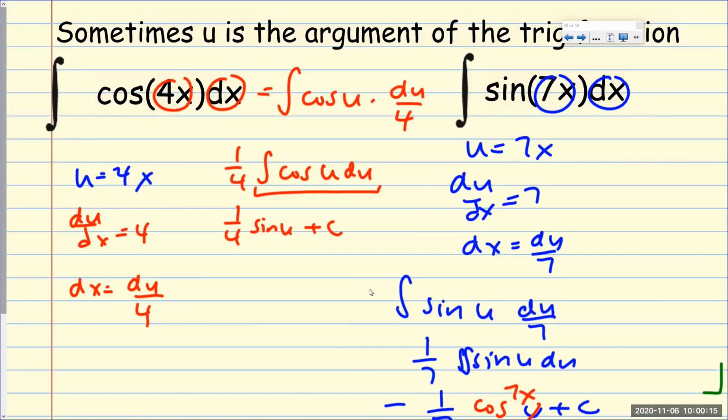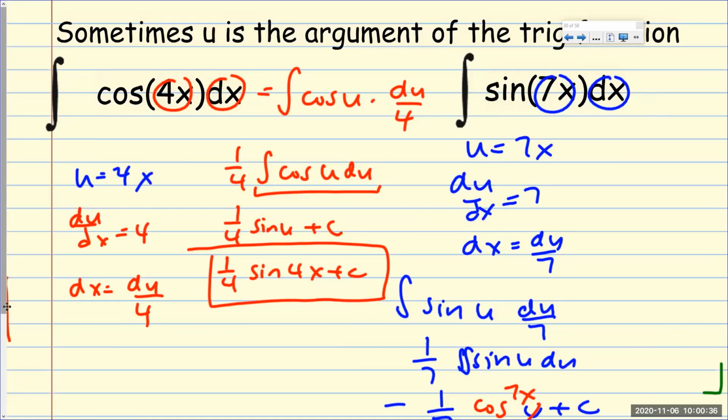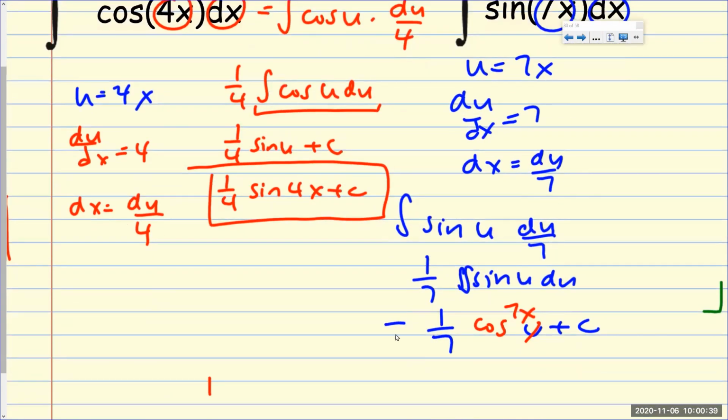It's not the right answer, though. It's a great answer. What you need to do is go back and replace your u. So this is 1/4 sine of 4x plus c. Replacing the u is so easy, but you'd be surprised by how many students put random u's in there. So make sure you replace it with the right u. I'm going to skip the 7x side. If you want to jot this down, the answer on the 7x side is negative 1/7 cosine 7x plus c. And you can do that one on your own. I want to move to the next problem, which is a little bit more difficult for students.